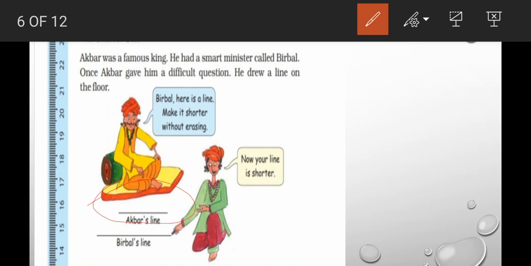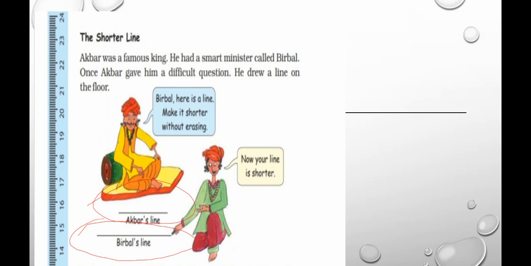So Birbal thought for a minute and then he drew one line bigger than Akbar's line. See, now Akbar's line has become shorter. If I am drawing a line, how will I make this line shorter? I will draw another line which is longer than this line. So the line has become shorter.